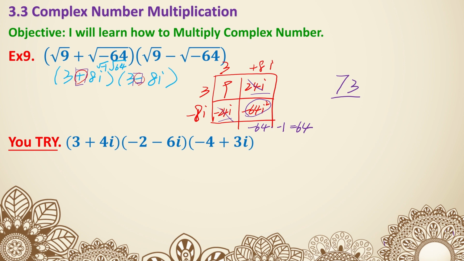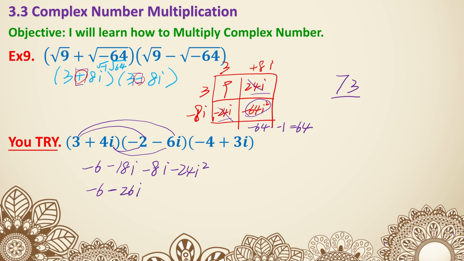Okay, next, number 10. Any time you have more parentheses to multiply, you do need to deal with them 2 at a time. So let's deal with the first 2. 3 times negative 2 is a negative 6. 3 times negative 6i is a minus 18i. 4i times negative 2 is a minus 8i. 4i times a negative 6i is a negative 24i squared. Let's simplify that part first. The negative 6, the minus 18i and the minus 8i make minus 26i. The negative 24 times i squared, which is negative 1, turns into a plus 24. That is going to give us an 18 minus 26i. So the first part is 18 minus 26i.